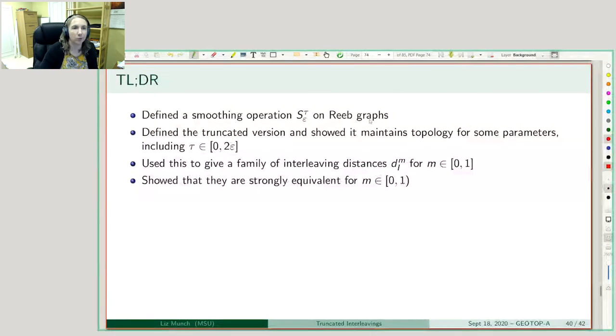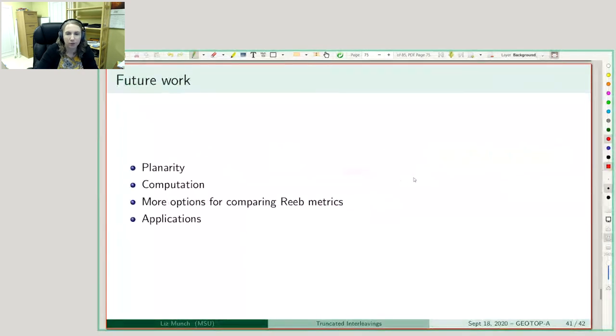All right, so what did we do? The whole idea here was that we defined a smoothing operation S epsilon tau on the Reeb graphs and modified this into a truncated version, which for certain parameters does still maintain some of the topological properties that we want. We show that this thing is a categorical flow, which gives me access to a family of interleaving distances, a choice of one for every m. And with the exception of the m equals 1 problem, they're all strongly equivalent to each other. Okay, right. So there's a bunch of things that we want to do with this.